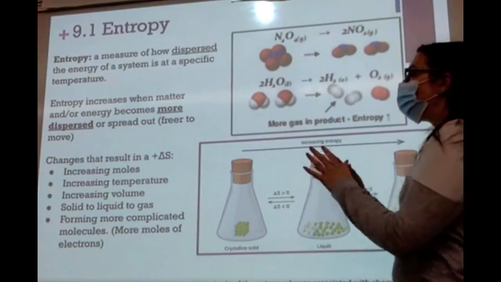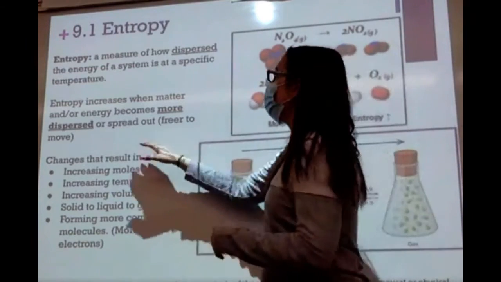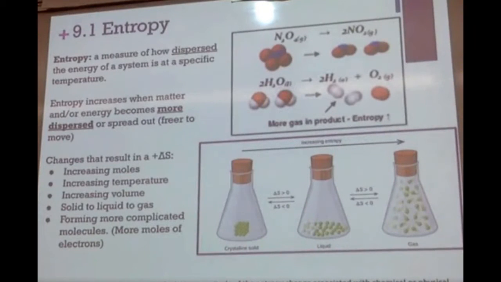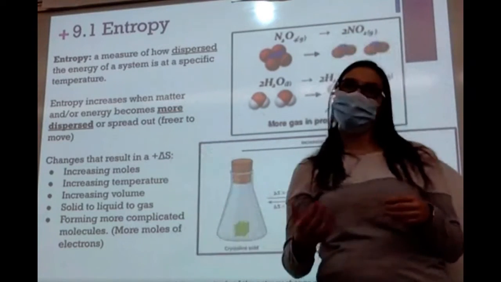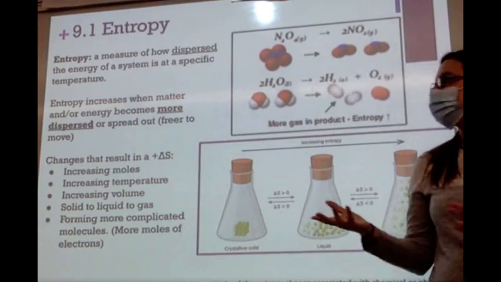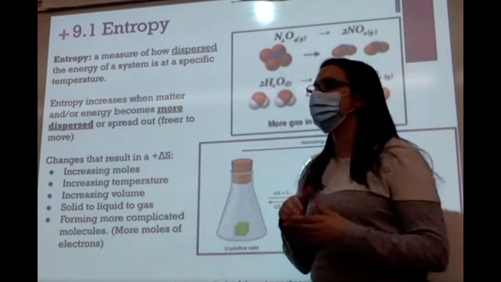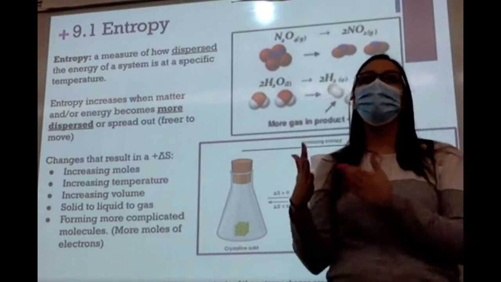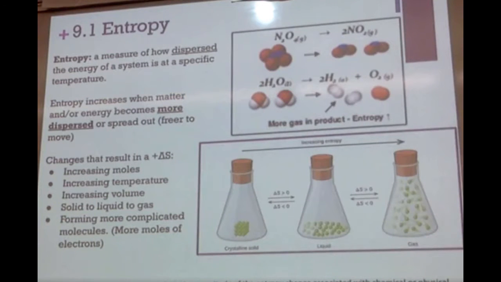If we think about what I mean by dispersed, we're talking about how spread out it is. So entropy increases when matter becomes more dispersed, when it's more free to move. So if it's easier for you to think about free to move, we can think about it that way. So some changes that result in a positive delta S. Positive delta S means higher entropy. Higher entropy, more free to move.